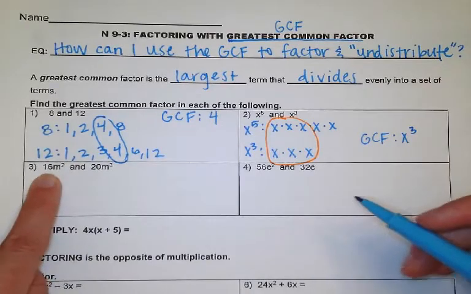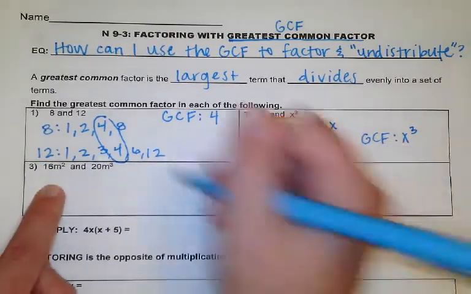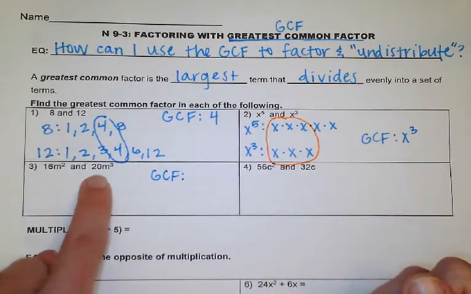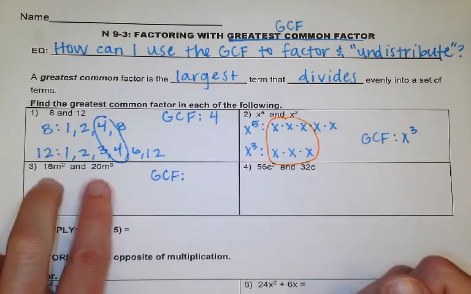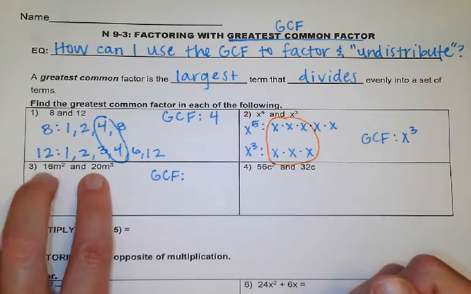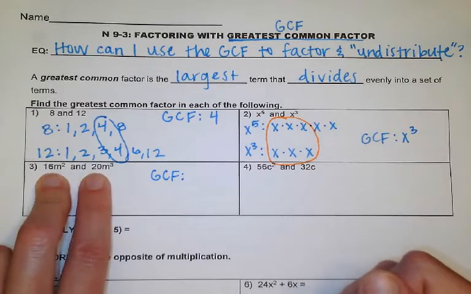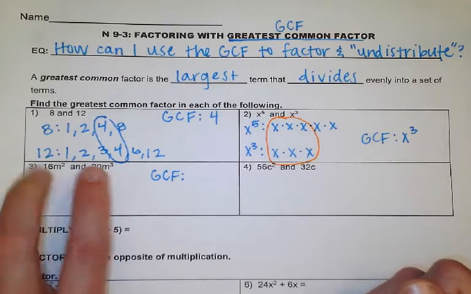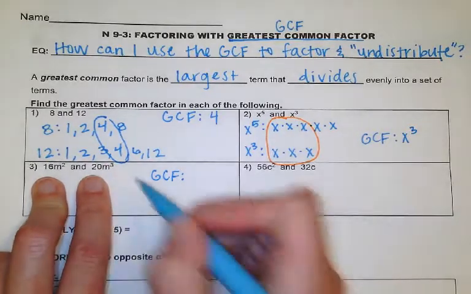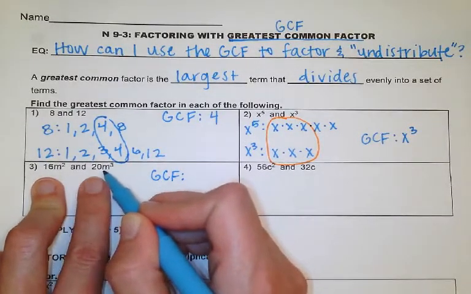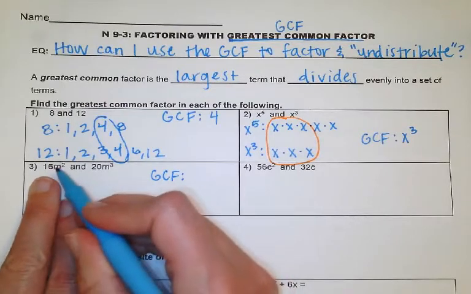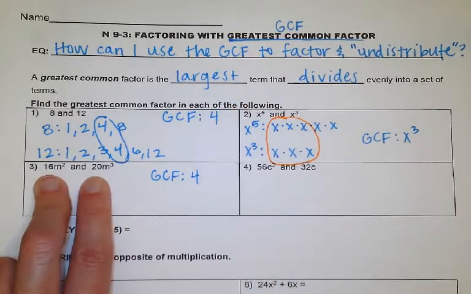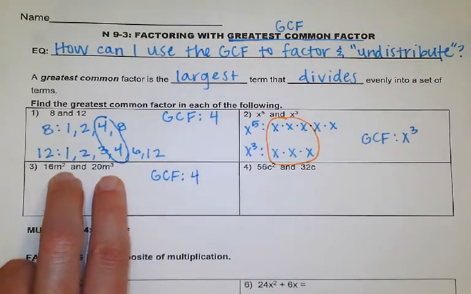Okay, let's put the numbers and variables together. So let's find the GCF of 16m squared and 20m cubed. So let's look at the numbers first. Biggest numbers that go into 16 and 20. Well, I know 2 does. They're both even. But how about bigger than 2? Not 3. Okay, 4 goes into both. If you try to think about bigger numbers than that, 20 can be divided by 10, but 16 can't. Or 16 can be divided by 8, but 20 can't. So I think our greatest common factor is going to be 4, and then with m's.